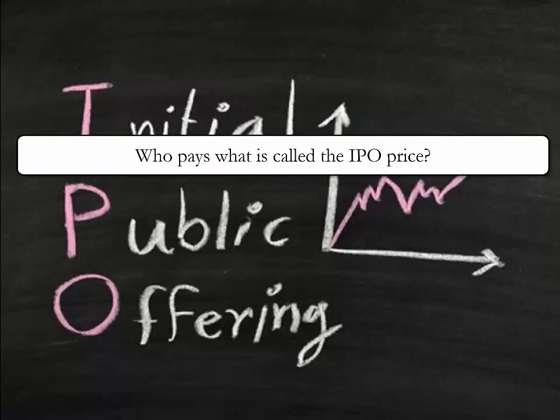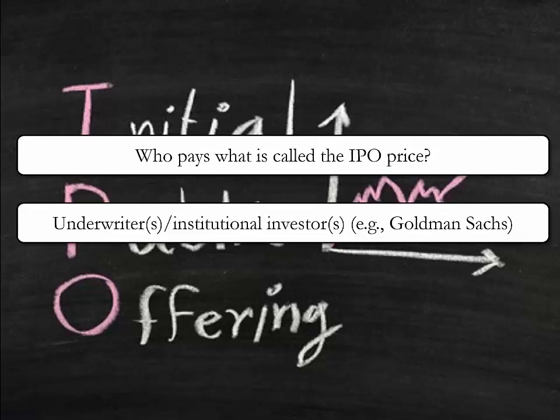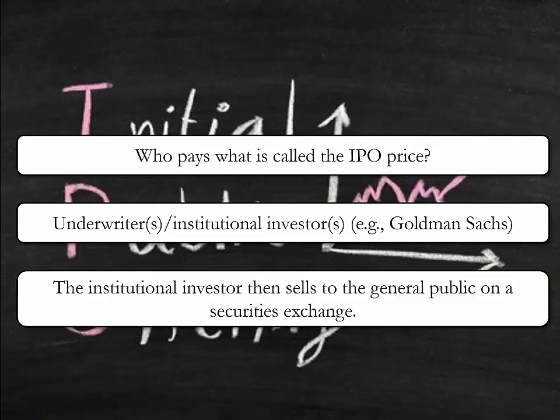Who is paying what is called the IPO price? The investing public or the underwriter? The underwriting institutional investor, which could be a company like Goldman Sachs or JP Morgan Chase, pays the IPO price. The institutional investor then sells to the general public on a securities exchange at a price set by demand and supply.